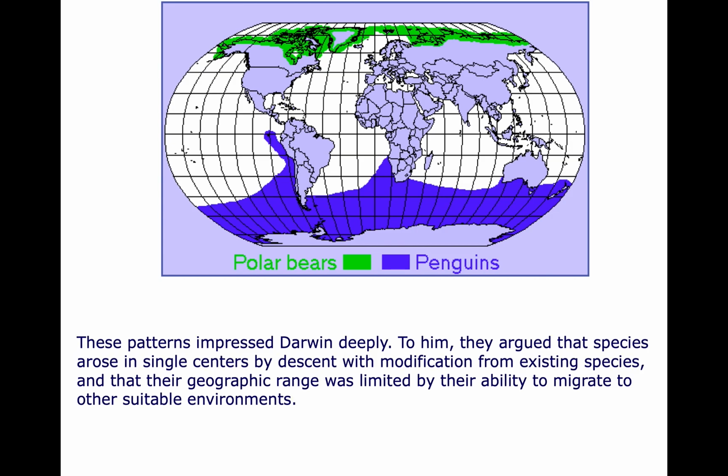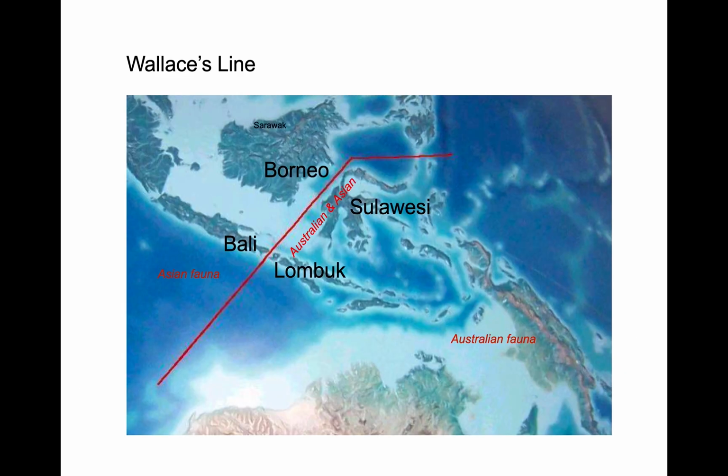But these patterns were really impressive to people like Darwin at the time, right? These patterns argued that species came from single centers and then, by descent with modification, formed existing species. And so their geographic range was actually limited by their ability to migrate and move to other suitable habitats. And we see this all around the world, right?